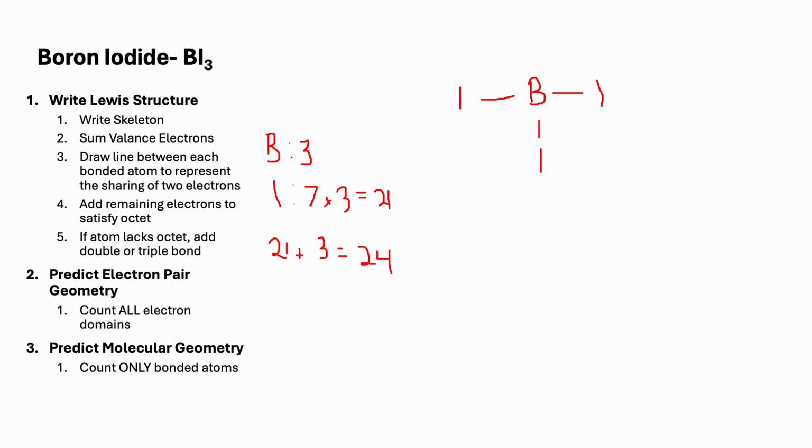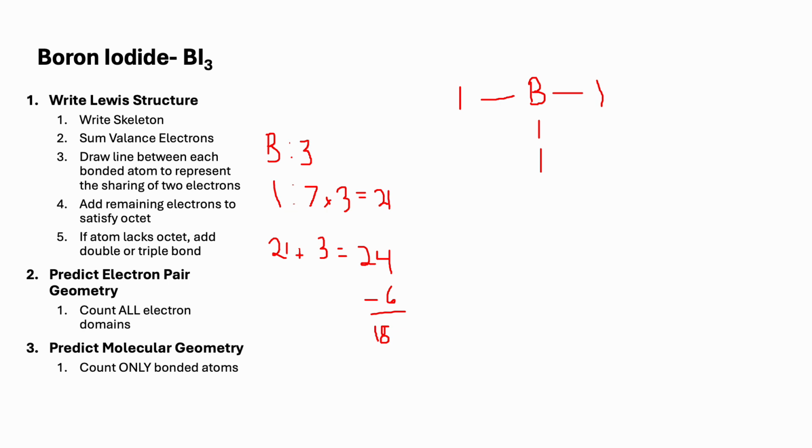All right, we are now going to draw a line to connect all of our bound atoms. And that's 2, 4, 6. The line each represents 2 electrons, and so in total that's 6 electrons that we just used up. So that leaves us with a leftover of 18 valence electrons. So we're going to add remaining electrons to satisfy octet.